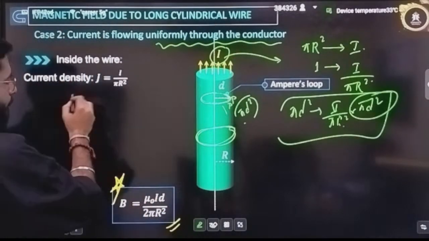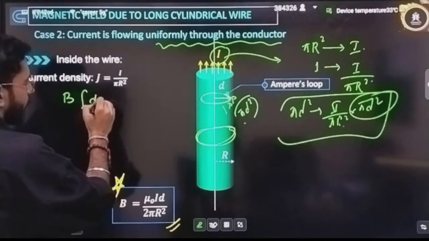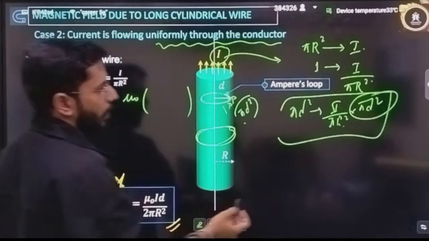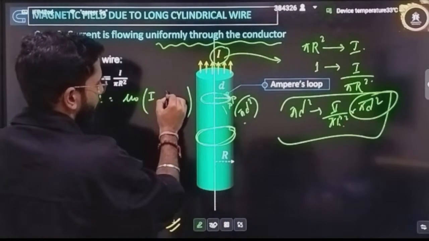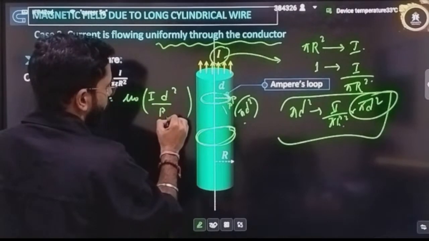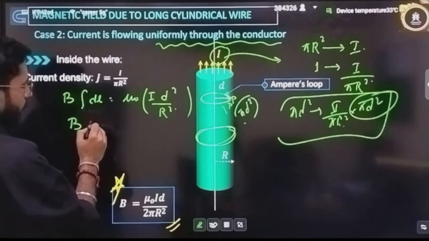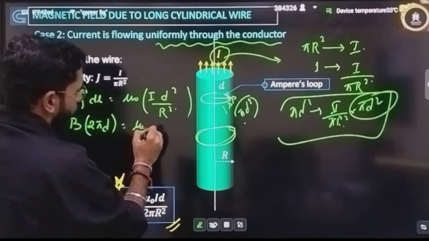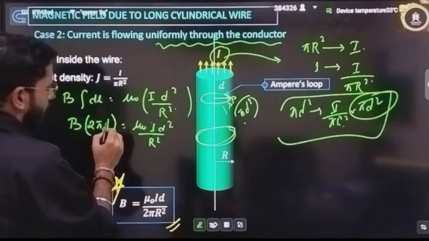Our equation is again the same way: the line integral of B dot dl is equal to mu naught into the net current flowing inside. Now how can you write the net current? Pi will get cancelled, and the net current is I d square divided by r square. Correct? Now the line integral you will write as 2 pi d, already I have told you about this, mu naught into I d square divided by r square.